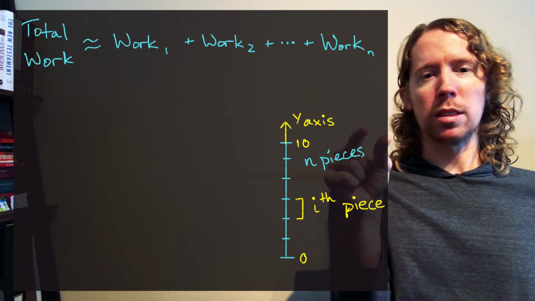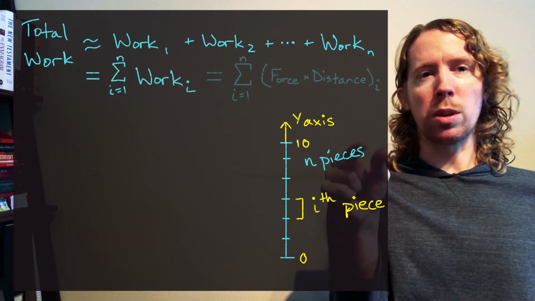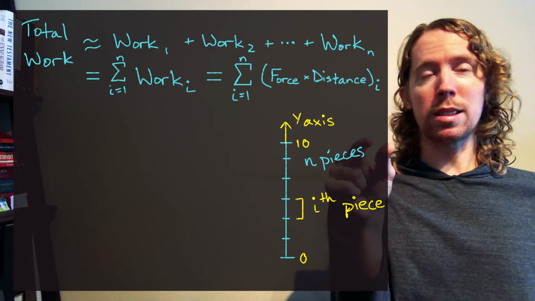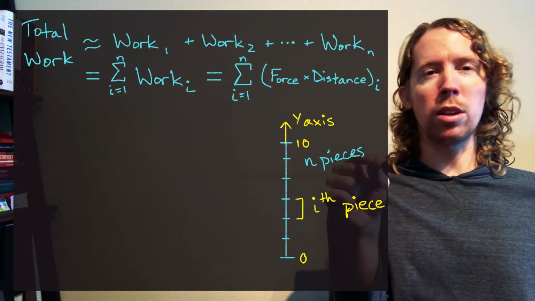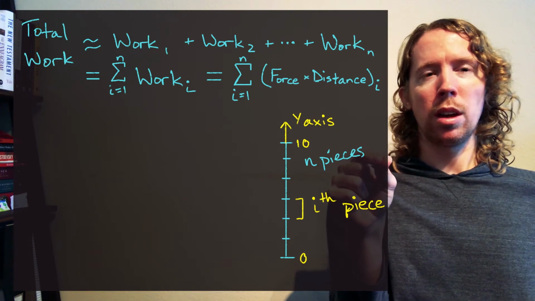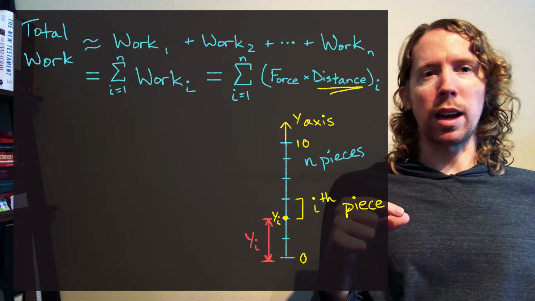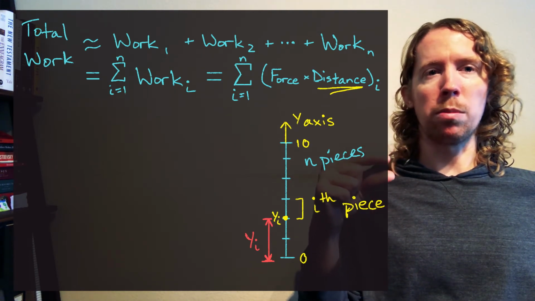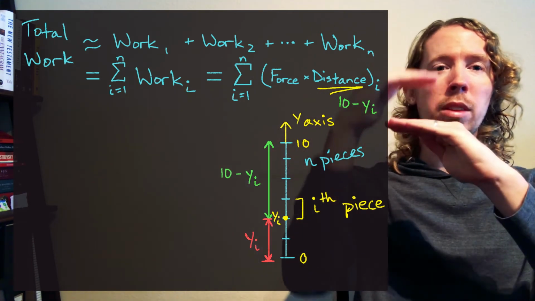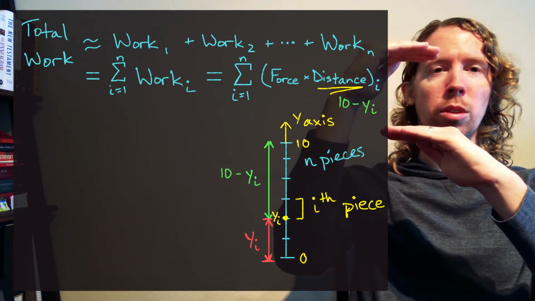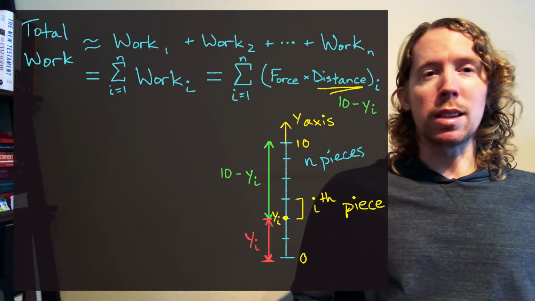I want to find the work done on that ith piece. So I need force times distance. The distance done on that ith piece is going to have to do with whatever the y value is of the point that we're using. So let's call that y value y sub i. If you look at the distance that this piece will have to be pulled up, the entire length of the vine is 10. So the amount that you actually have to pull it up is going to be 10 minus y sub i. So that will be the distance.